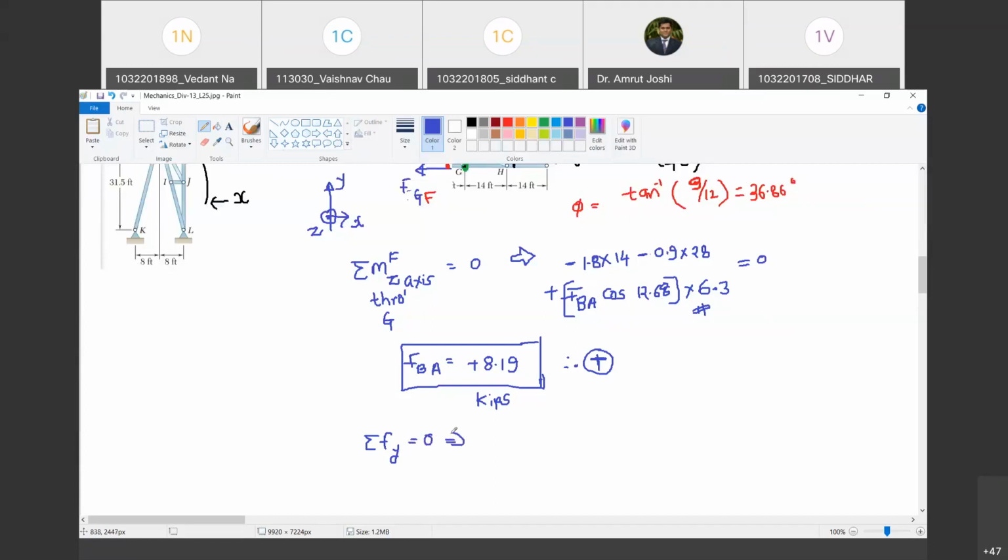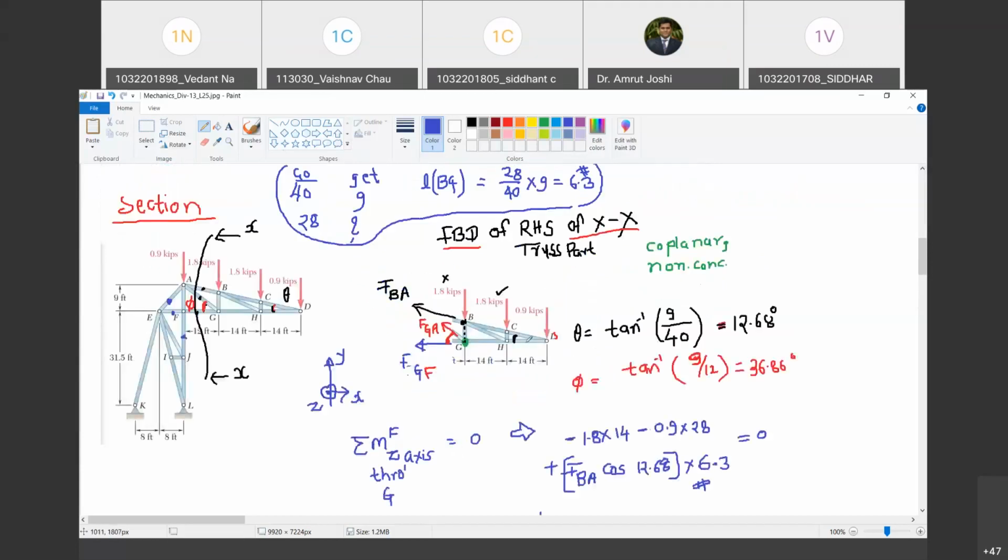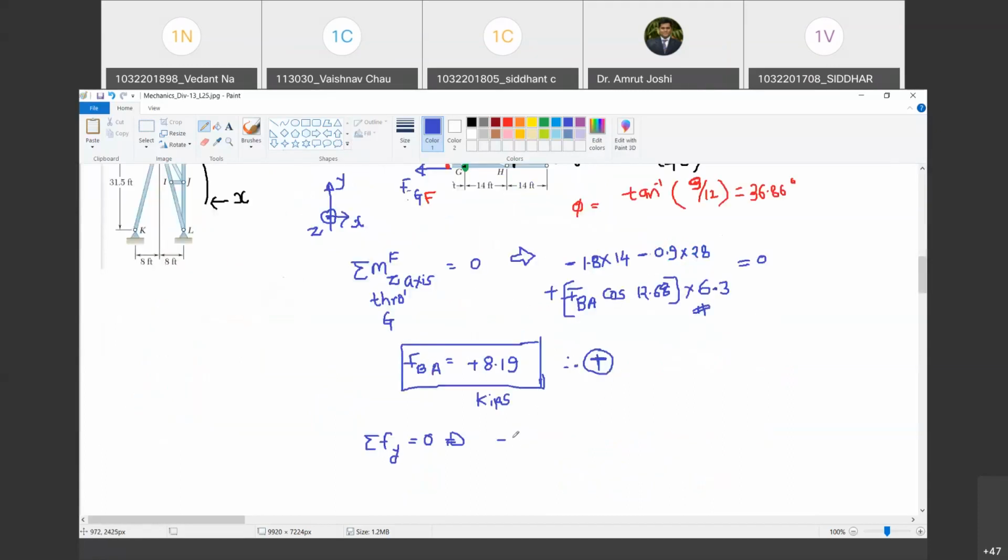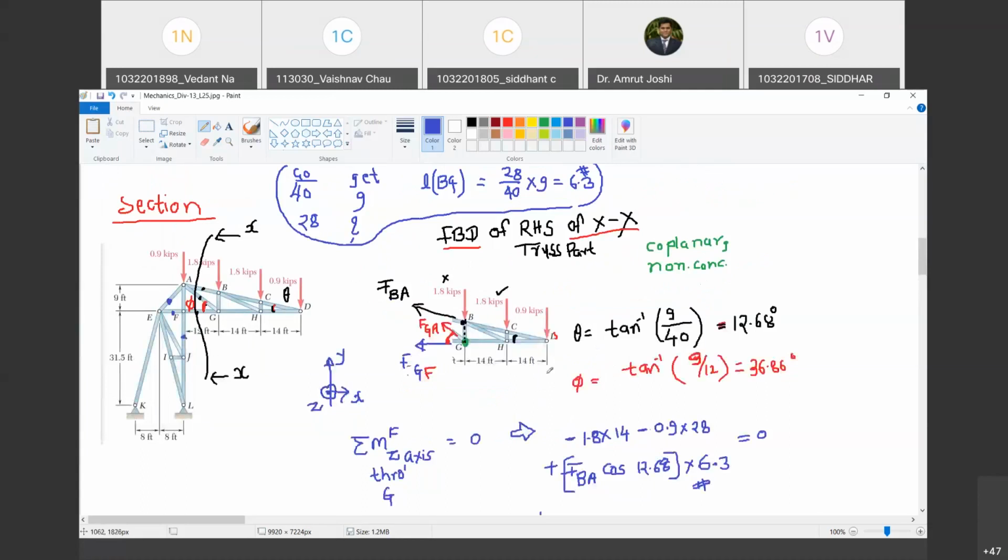So summation fy equal to 0. This implies, tell me what all will come in summation fy equal to 0. Minus 1.8, minus 1.8, minus 0.9. Do you agree with me? Yes, sir. Then there is no reaction here. So now you understand why we can work with the free end in cantilever cases, because there is no reaction. Otherwise, that would have been the unknown.